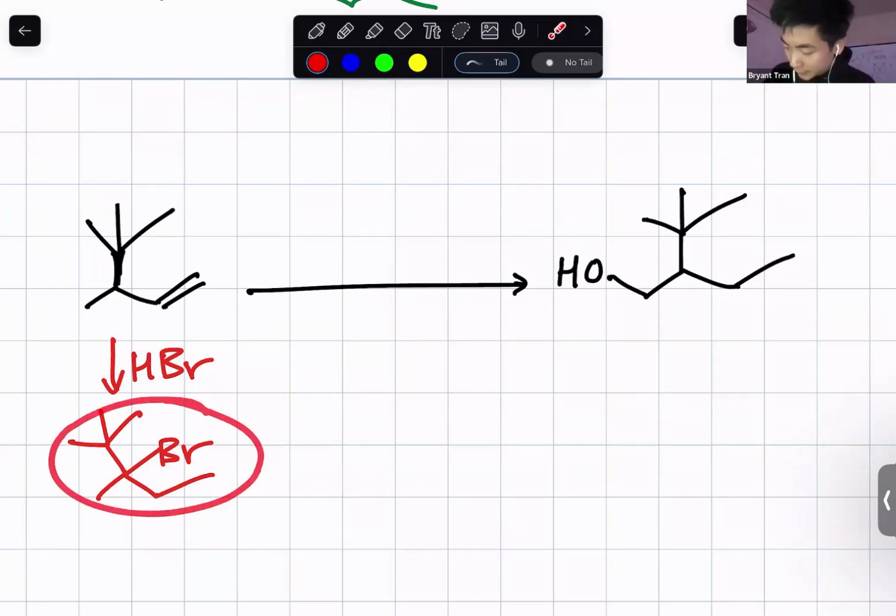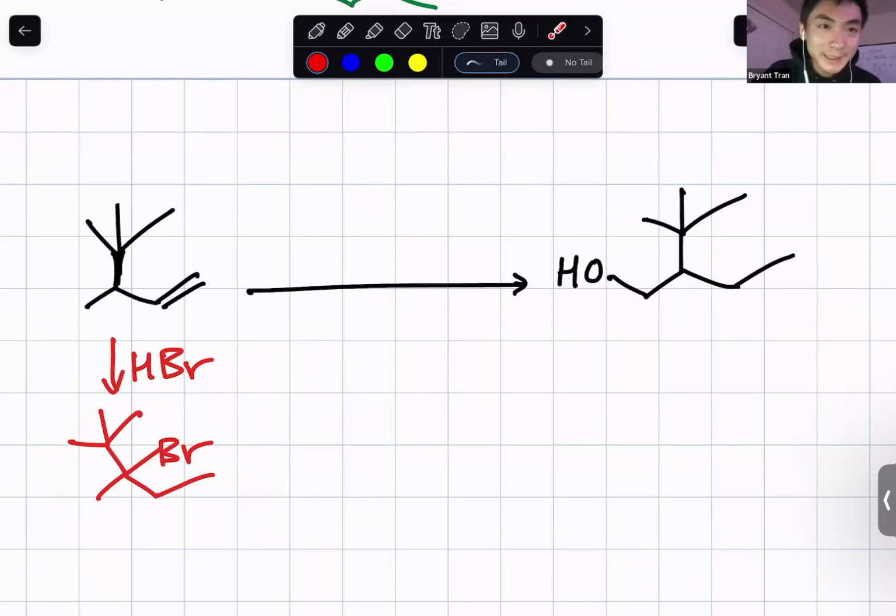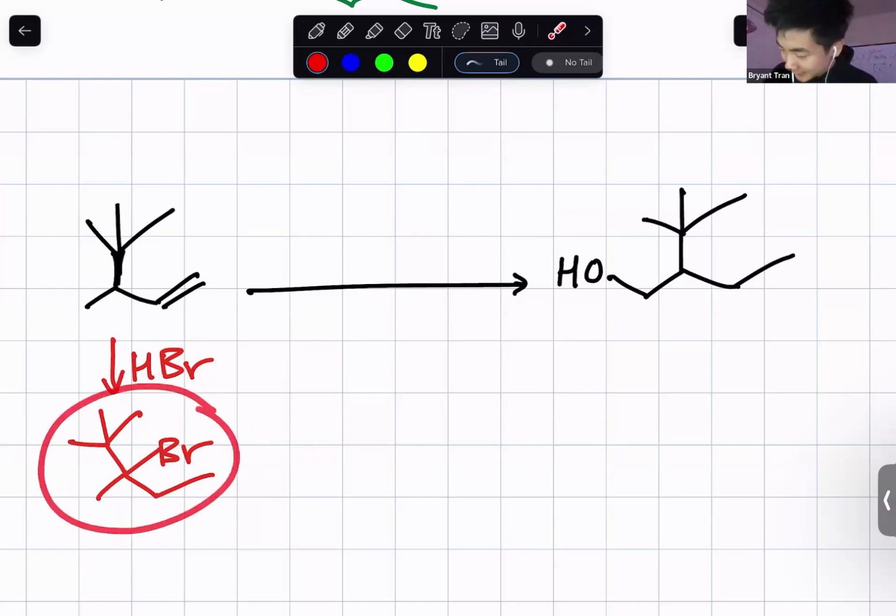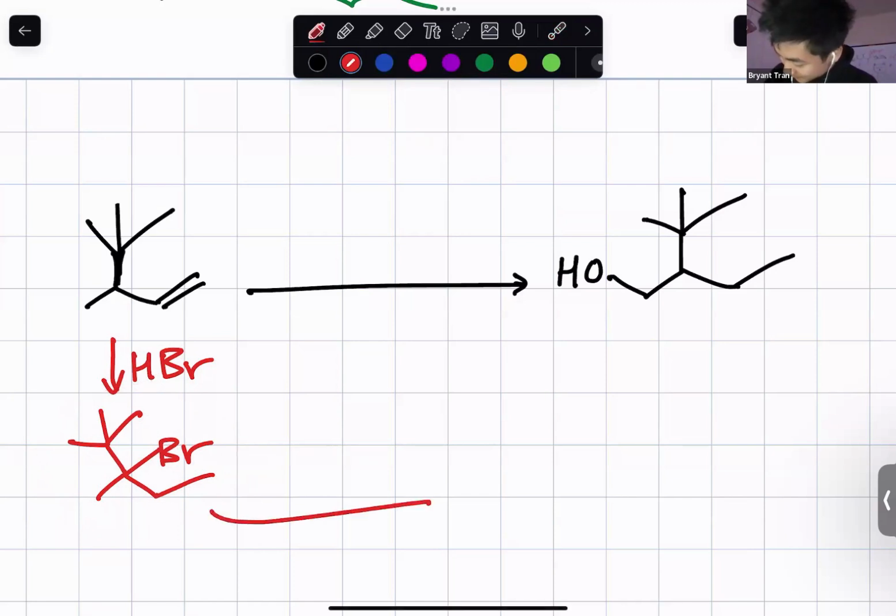Okay, so let's proceed with this haloalkane. What reaction would you want to do from this haloalkane here? Yeah, let's go straight here.